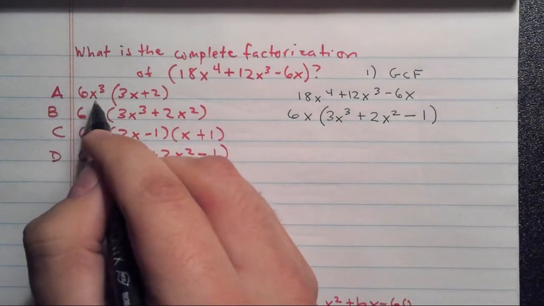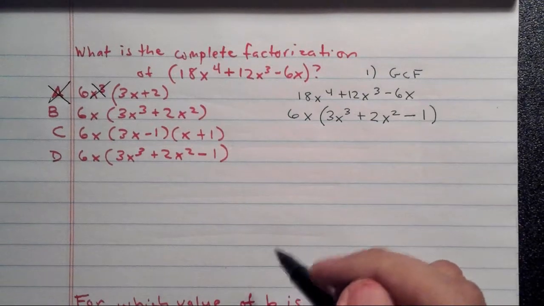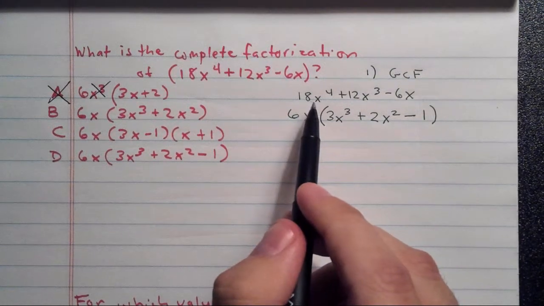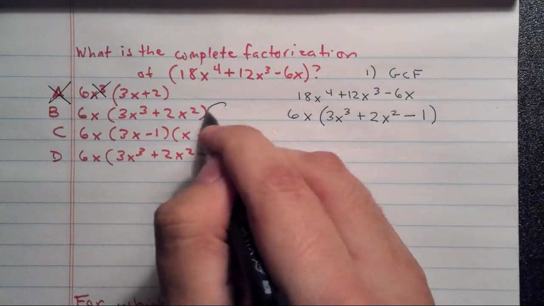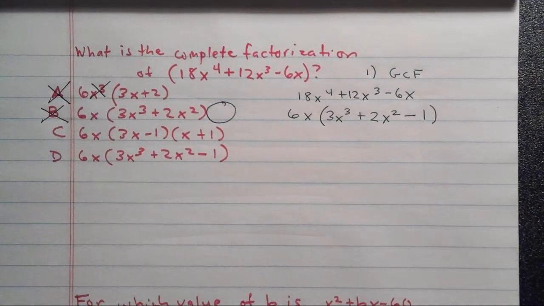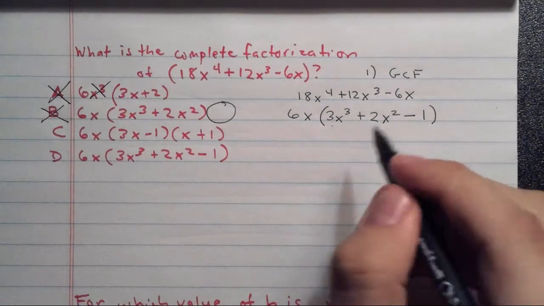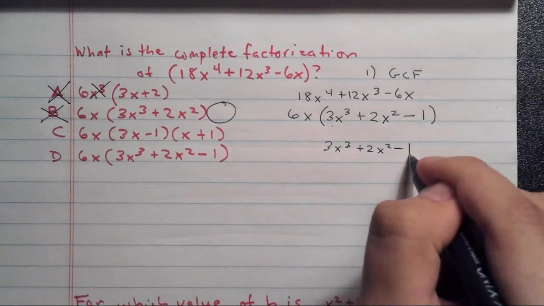The GCF was not 6x cubed, so I know A is wrong. The GCF was 6x, but as I said, if I'm factoring a GCF from a trinomial, I need to be left with a trinomial. This is missing an entire term, so B does not make any sense. So I'm left with either C or D. All right, well, if I want to figure that out, what I need to do is ask myself, can I factor this polynomial right here? Can I factor 3x cubed plus 2x squared minus 1?